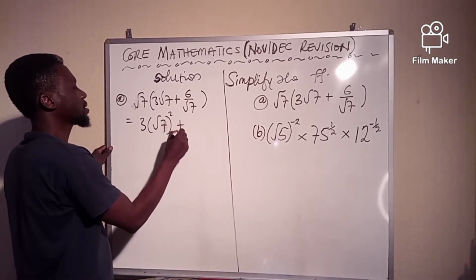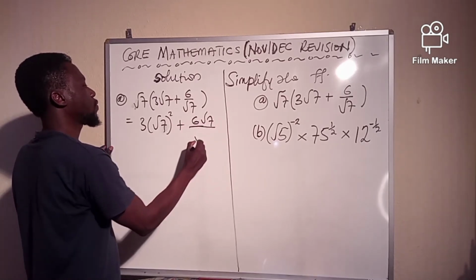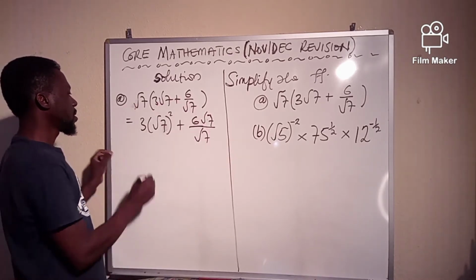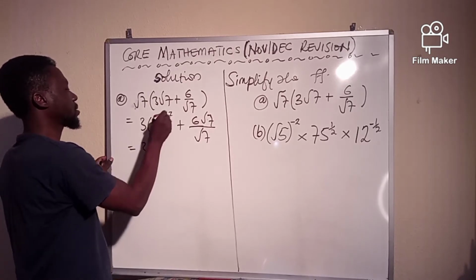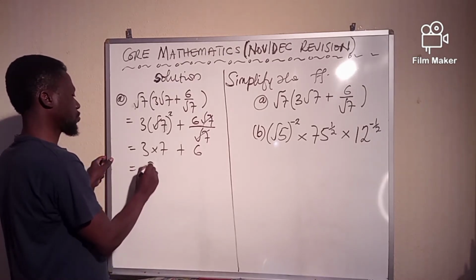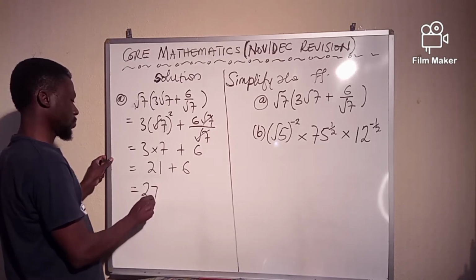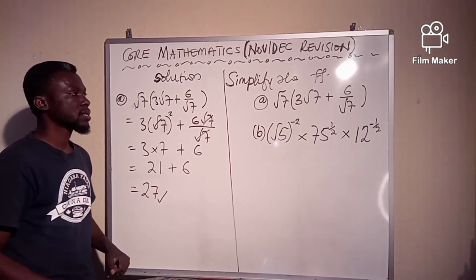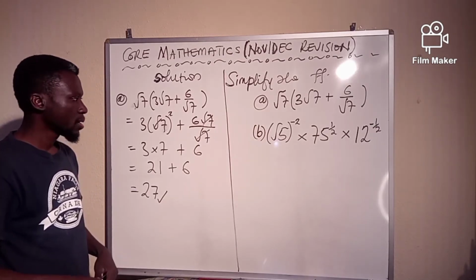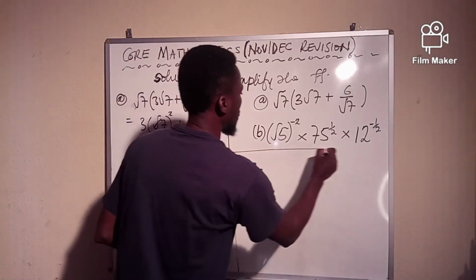So this is plus, this is the same as 6 root 7 all over the root of 7. So let me write my 7 very well because this is multiplying that. This is equal to 3 times 7, that is plus, this is 1, so this is 6, and this is 21 plus 6, and so the answer is equal to 27. So that is the answer to the first one. Now let's come to the second one. So let's put the second one here.